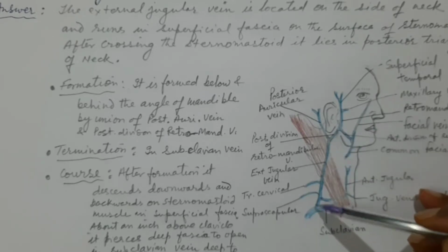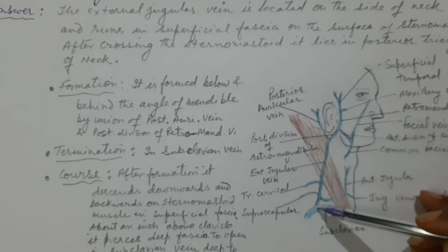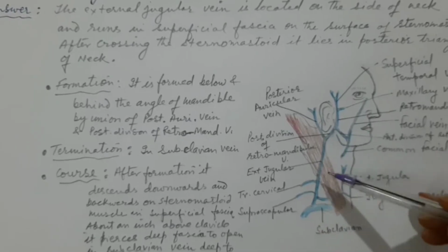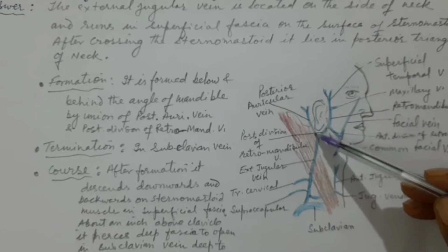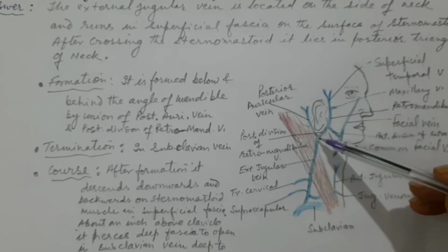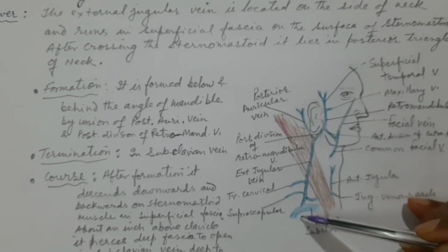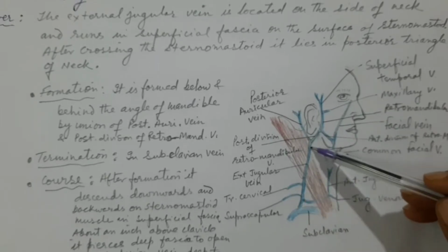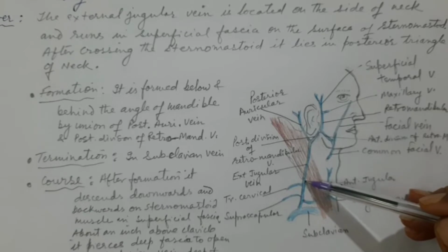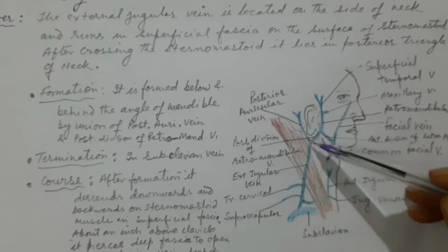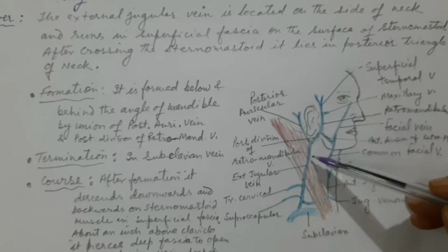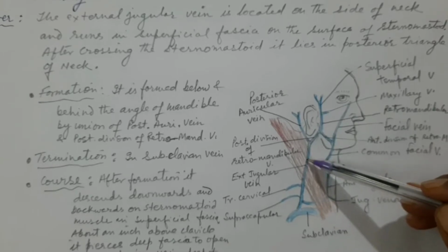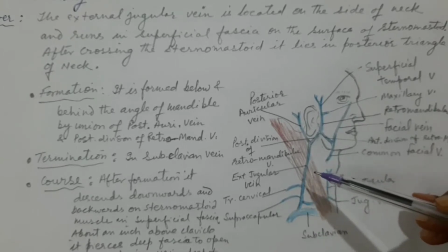Now let us see its course between formation and termination. The course is that after formation it descends downward and backward. See this, it is going downward and backwards on the sternocleidomastoid muscle. Here it lies in the superficial fascia, under cover of the platysma.